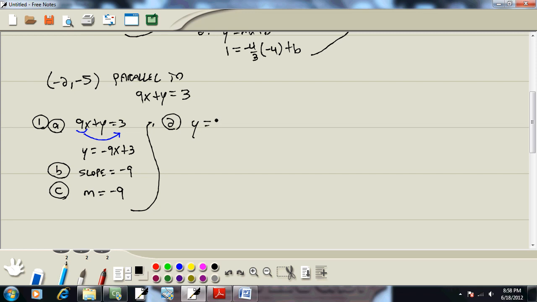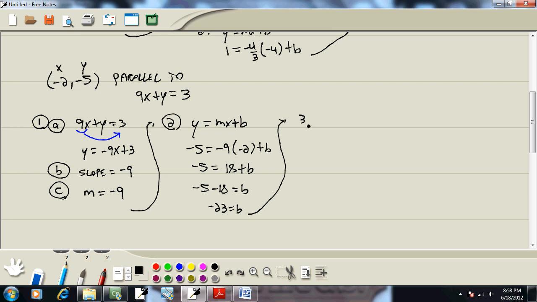Step 2, plug in the given point for x and y, and the m from step 1 into y equals mx plus b, and solve for b. This is x, this is y, so put negative 5 in for the y, m is negative 9, x is negative 2, plus b. Negative 9 times negative 2 is 18, plus b. Take the 18 to the left side, it becomes a negative 18, and that gives us negative 23 equals b. And then write down our answer. We got y equals mx plus b. M we said was negative 9 from step 1, and b is negative 23 from step 2. And that's our answer.